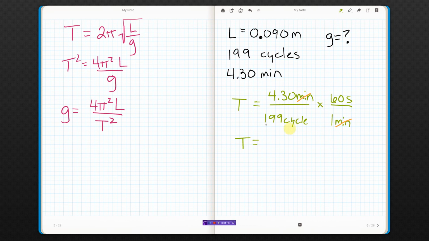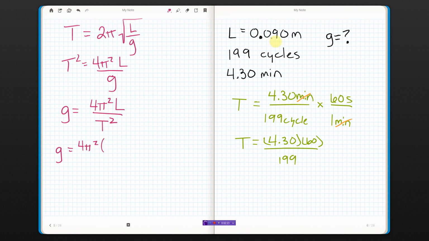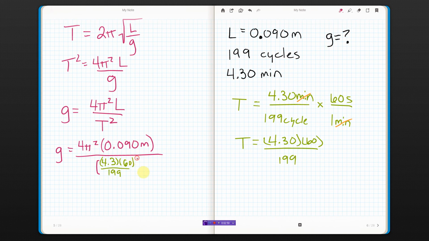4.3 times 60, divided by 199. You know what? I'm not going to write that out. I'm just going to write it as those numbers so that I don't have rounding error. So I put that over here, and I have L as well. So now I'm going to have g equals 4 pi squared, L is 0.09 meters. It's a very small pendulum. Over period, which is this whole thing, 4.3 times 60 over 199, and that whole thing needs to be squared.